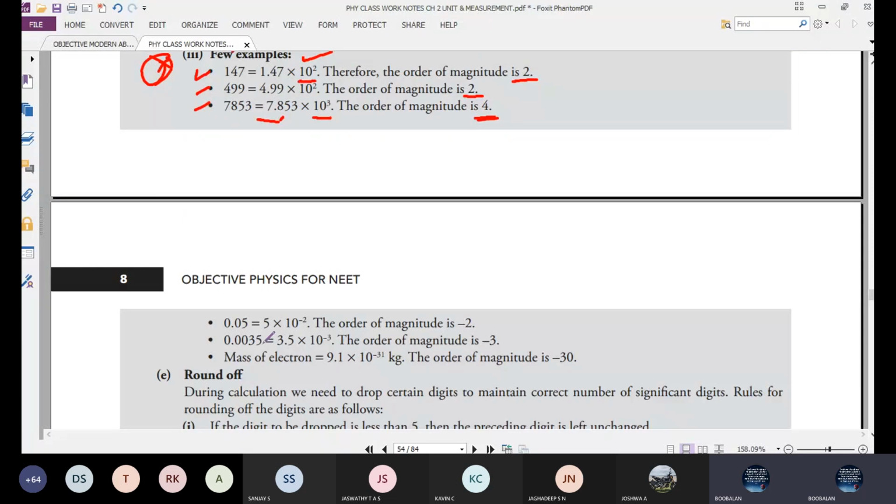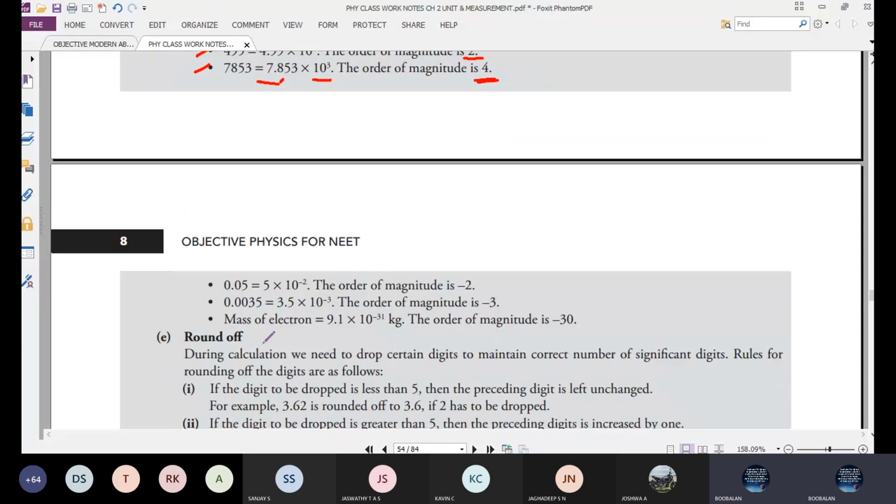Okay, next. 0.05, so 5 into 10 power minus 2. The order of magnitude is 10 power minus 2, the value is minus 2. 3.5 into 10 power minus 3, so minus 3 means the order of magnitude is minus 3. 9.1 into 10 power minus 31 it is there. It is more than 5. So more than 5 means n plus 1 is the formula. So n value minus 31 plus 1, finally you will get minus 30. So this is very interesting one.